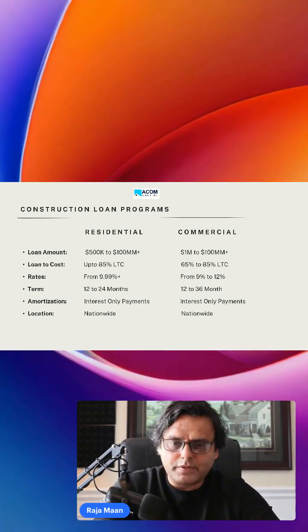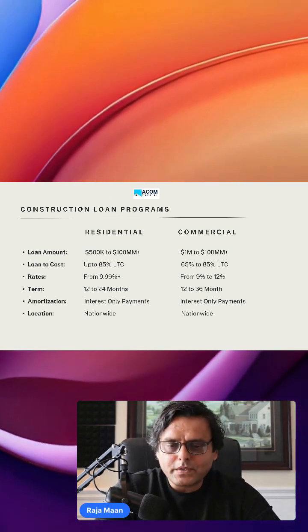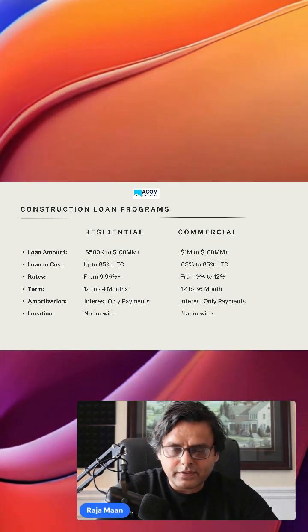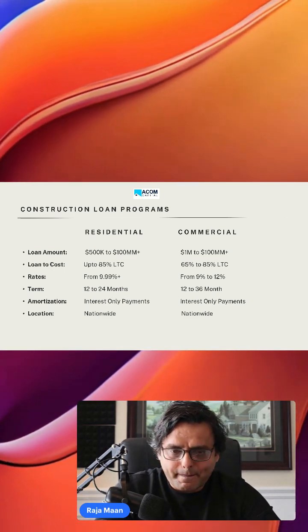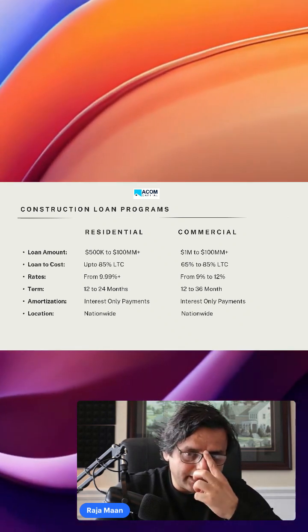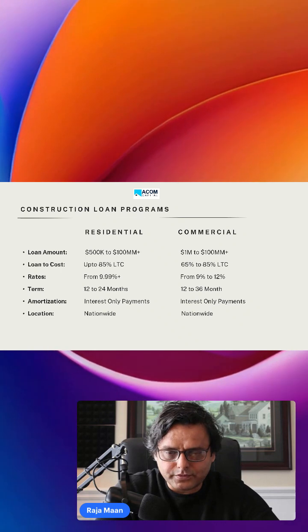On commercial properties, retail or industrial, warehouse, or build-to-suit properties, we can go up to 85 provided you have tenants in place. If you have tenants in place already, we can go up to 85. But generally, 65 is the best bet. That's where we can go up to.